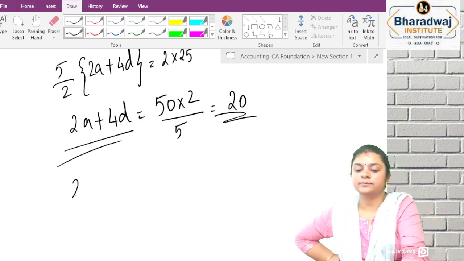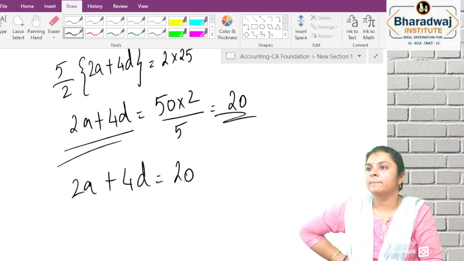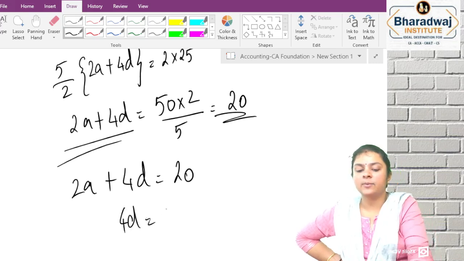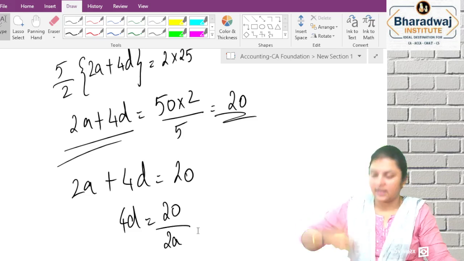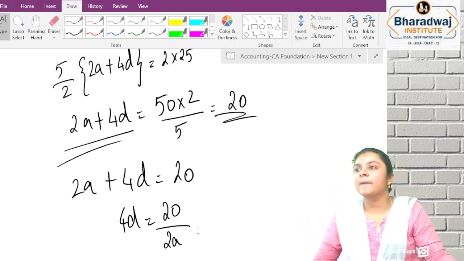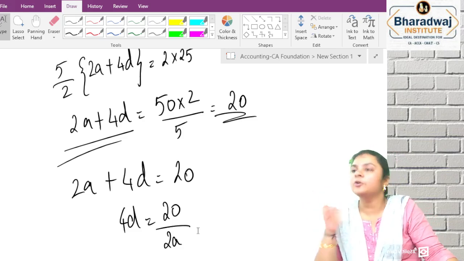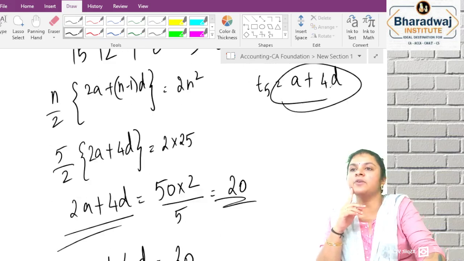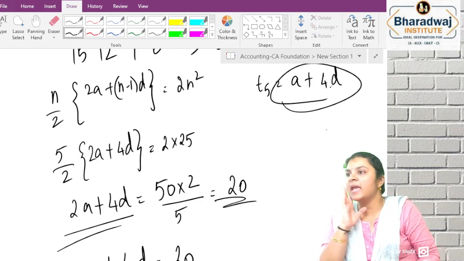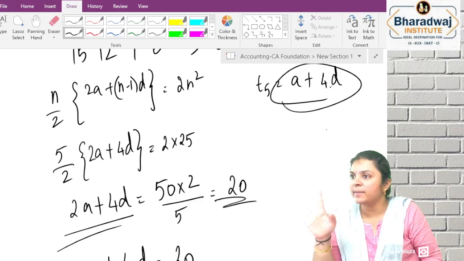2a plus 4d is equal to 20, or 4d is equal to 20 by 8. Find S1 and S2, where S2 is a plus a plus d. That is the shortcut. So 4d is equal to 20 by 2a. Now you can substitute here in place of 4d, you can substitute 20 by 2a, and you can use a as the base. This is the long method.